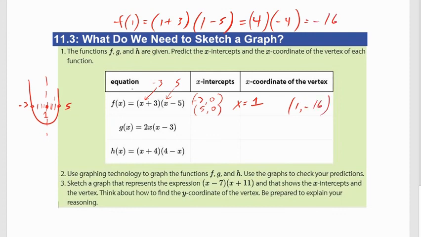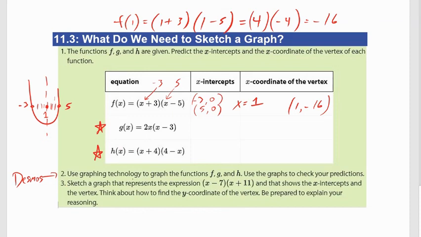So I'll tell you what, for your classwork, you guys do G and H. You could totally use Desmos if you need to, desmos.com, and you could totally use that to graph G and H, all right?